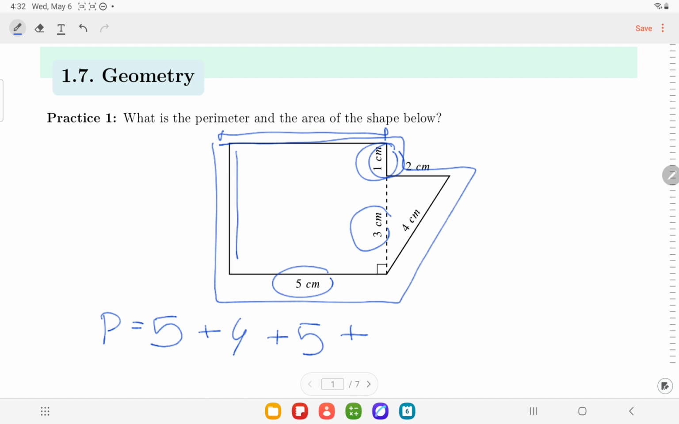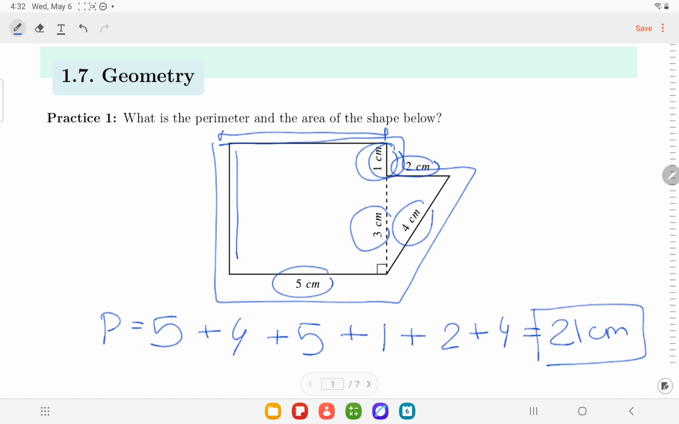Then this 1 here, the 2 here, and the 4 here. And this is going to give us 21 centimeters. So this is the total perimeter of the shape.